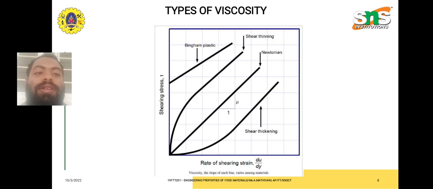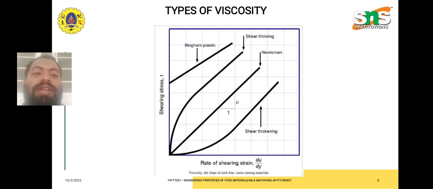For Newtonian and shear thinning non-Newtonian fluids, everything starts from the origin and goes as a straight line for Newtonian, and as a curved line for non-Newtonian shear thinning or pseudoplastic and viscoelastic fluids. For pseudoplastic fluids, it goes below the Newtonian line, where n is less than 1. And for shear thickening fluids, it goes above the Newtonian line, where n is greater than 1.